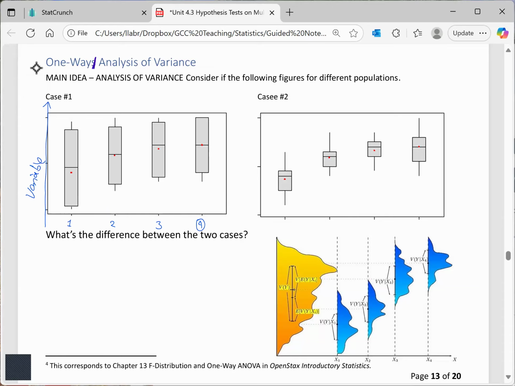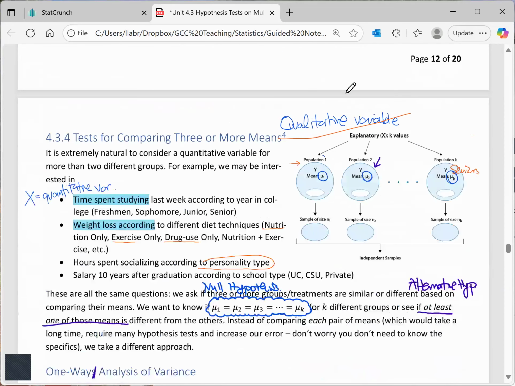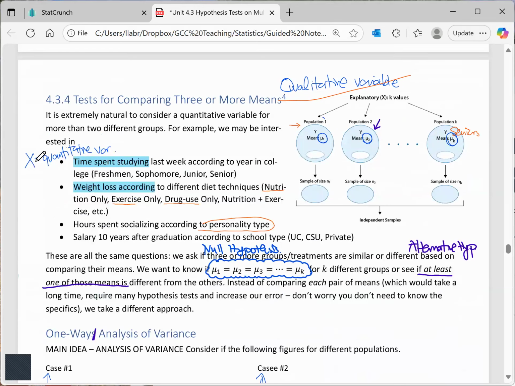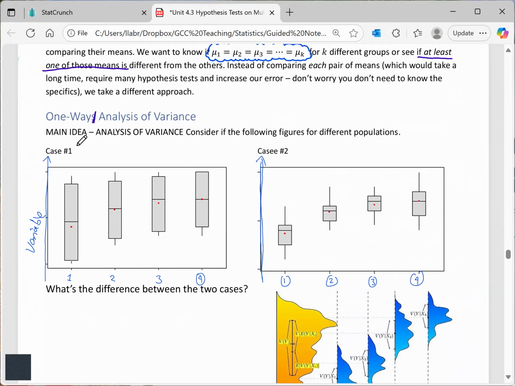And same thing over here, case number 2. So again, we have our variable of interest. We have group 1, group 2, group 3, and 4. And remember that these 4 groups are just simply one of these different qualitative variables. And the variable X could, for example, be the time spent studying. Let's try to understand what is going on here.